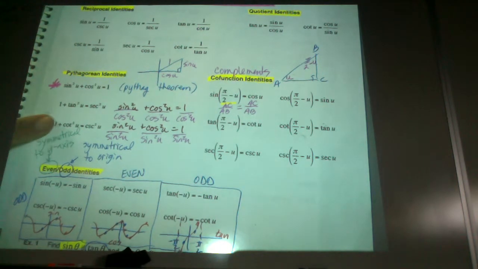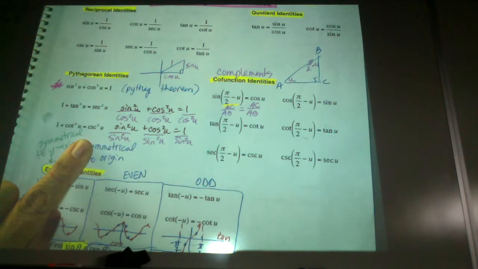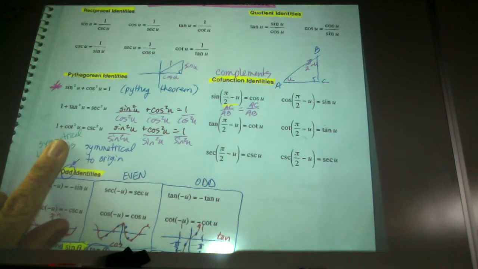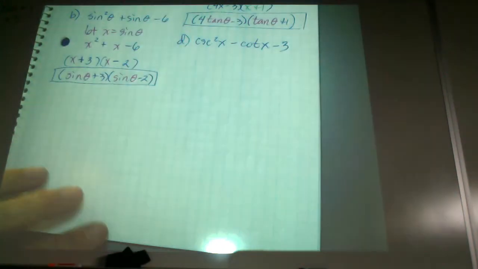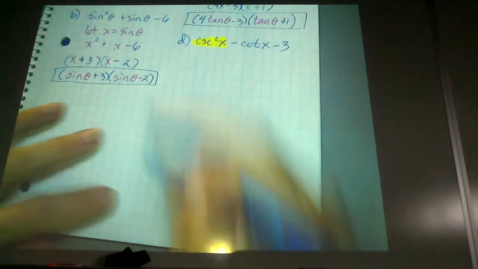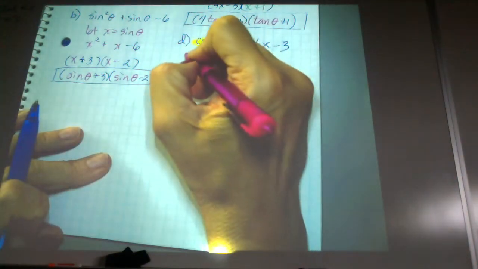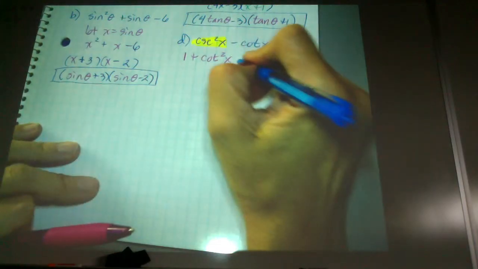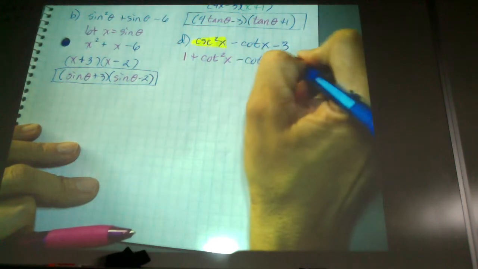All right, so this is why we're choosing this one, because it's cosecant squared and it also involves cotangent. Isn't this already solved for cosecant squared on one side? So I can replace the entire cosecant squared with all of that, 1 plus cotangent squared. So that's what we're going to do. So all of this gets replaced with 1 plus cotangent squared of x. Then we have minus cotangent of x minus 3.